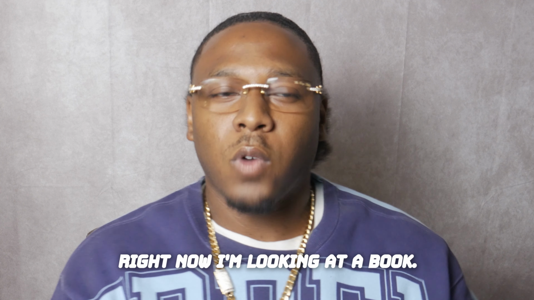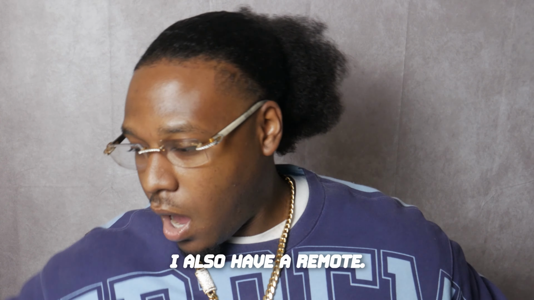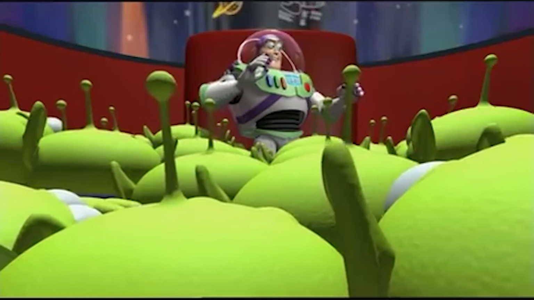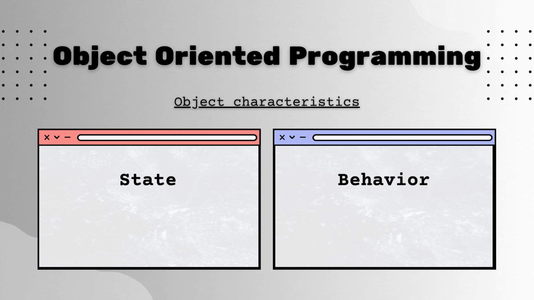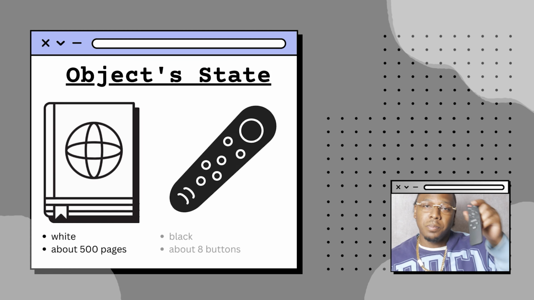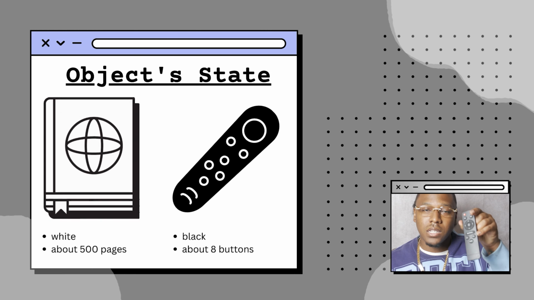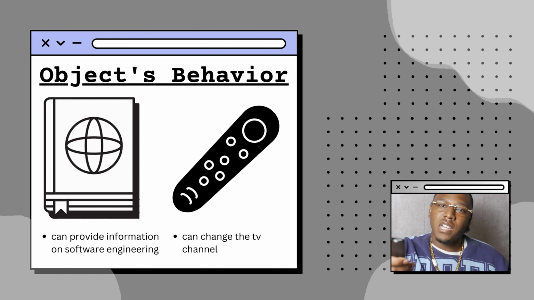Look around you. What do you see? Right now I'm looking at a book. This is an object. I also have a remote. This is an object. So an object has a state and it has a behavior. What state is the object in? Well, this object is white. Has probably about 500 pages. This remote is black. Has about 8 buttons on it. That's the state. The behavior of this remote will change the channel.